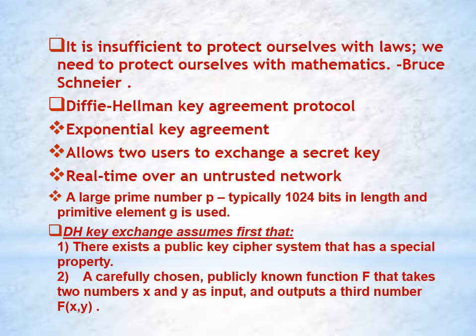Now we will see some of the assumptions of Diffie-Hellman key exchange. The first assumption is that there exists a public key cipher system that has a special property, and the second assumption is that there exists a carefully chosen publicly known function f(x, y) that takes two numbers x and y as input, and the function then outputs a third number. This type of function should exist.